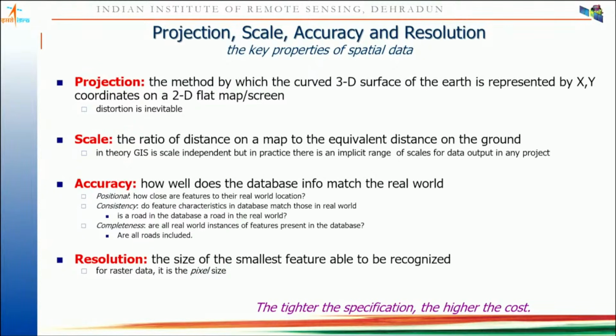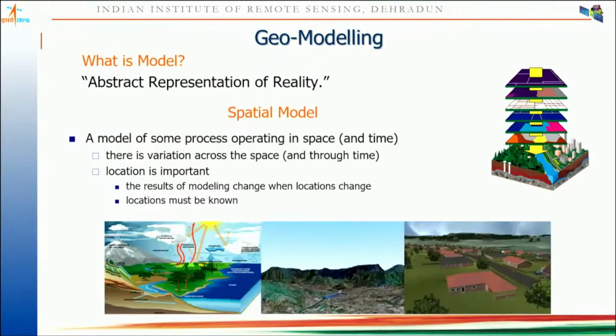One is spatial resolution, which talks about the size of the smallest features able to be recognized by the sensor system. Another is spectral, radiometric, and temporal. These are the four types of resolutions we discuss, which are very much required to assess the accuracy or the quality of your data in the GIS or geographic domain.